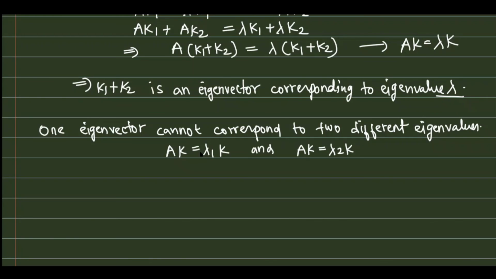That is, one eigenvector cannot correspond to two different eigenvalues. Because if it happens, since the LHS are the same, the RHS must be the same. So lambda1 k equal to lambda2 k. Now k is a non-zero vector, so you can divide through by k. This implies lambda1 equal to lambda2. So it means that the eigenvalue should be the same. So it means that one eigenvector cannot correspond to two different eigenvalues.